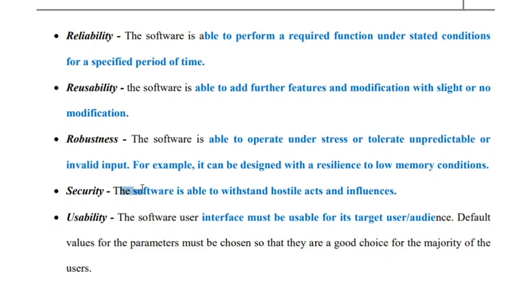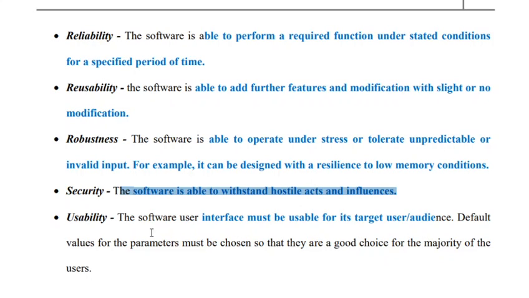The next one is security. The software should be able to withstand acts of breach and external influence. So this is called security. So it should be capable of withstanding, for example, breaching the security system of the software, or bringing about some external influence to the working of the software.